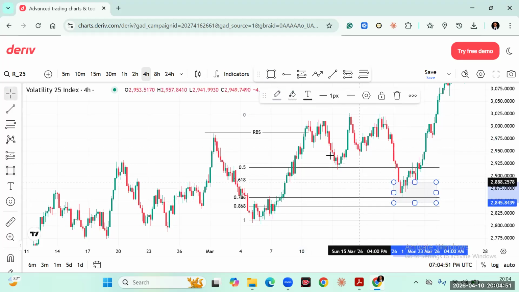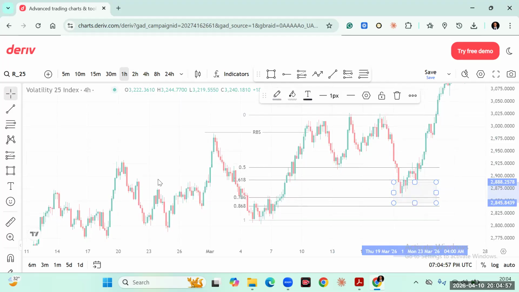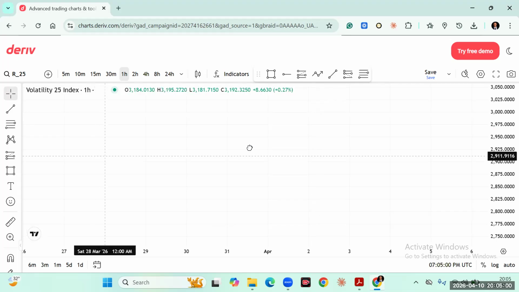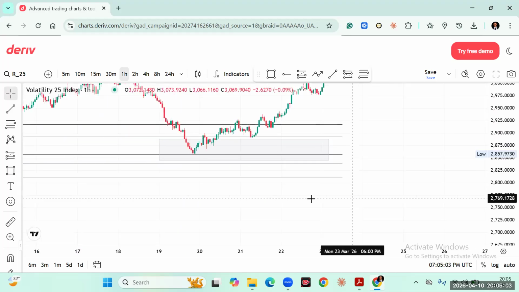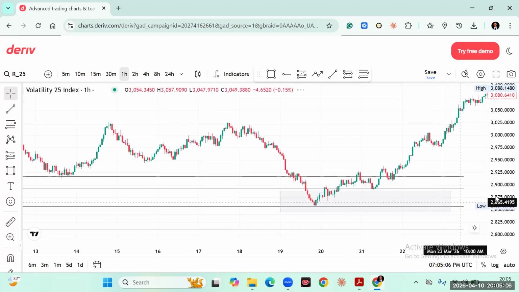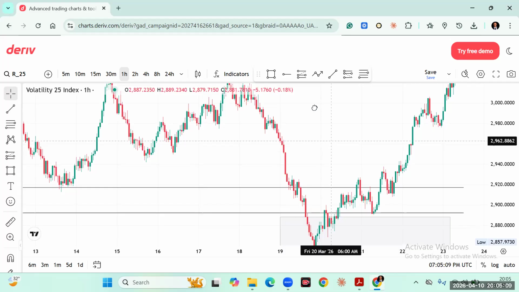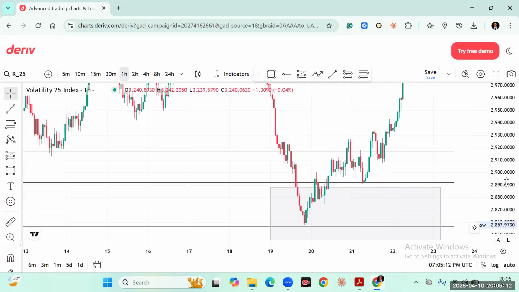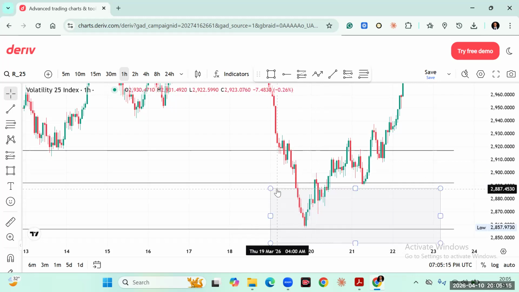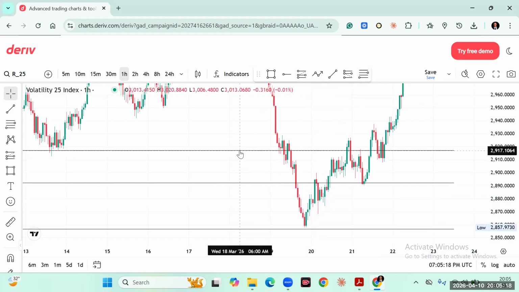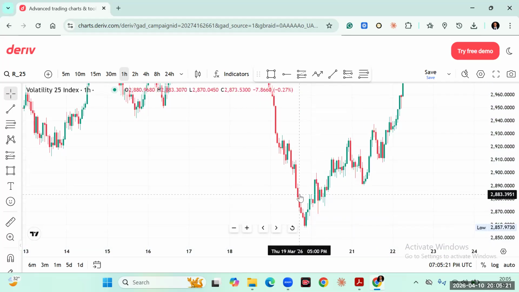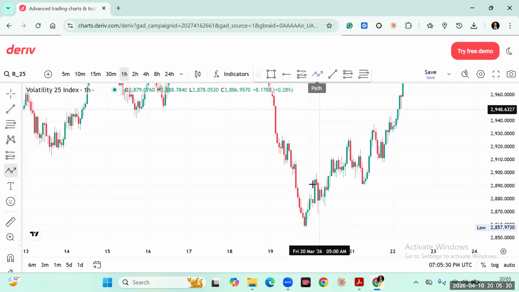So let's mark this and go down to 1 hour. This was on 19th March. Go down to 1 hour so that you will see what price did. So this is a case where price closed above and didn't really come back. Yes, it's also a break of structure. That's why I said it's not just RBS when a candle closes above. No, there must be a structural break. This is the higher low.